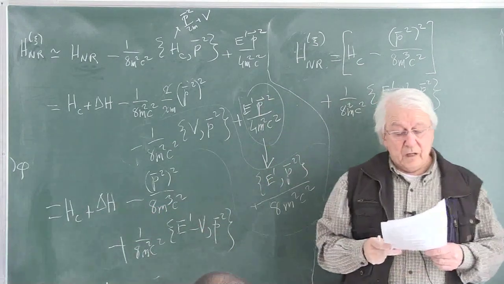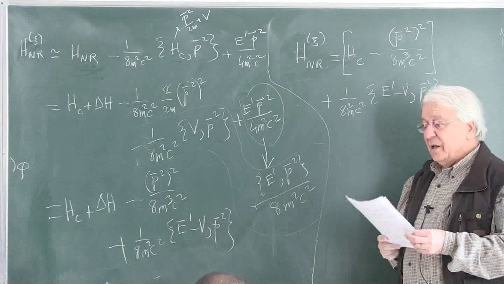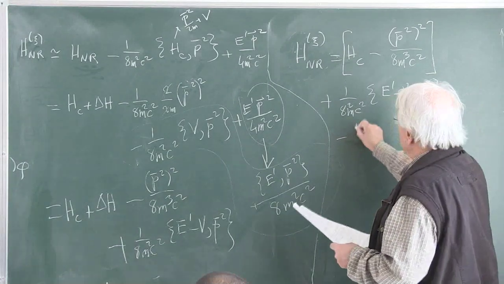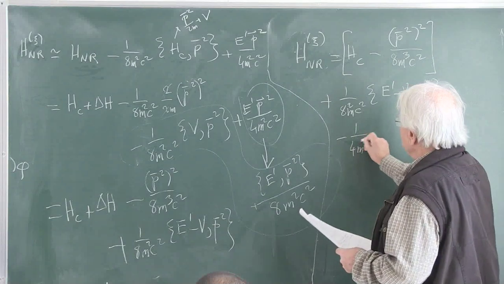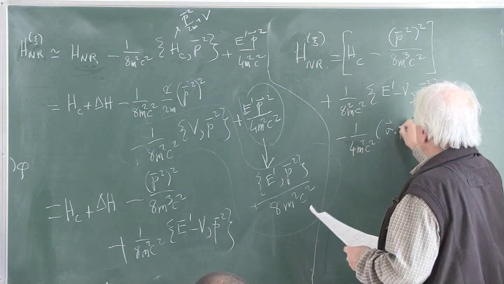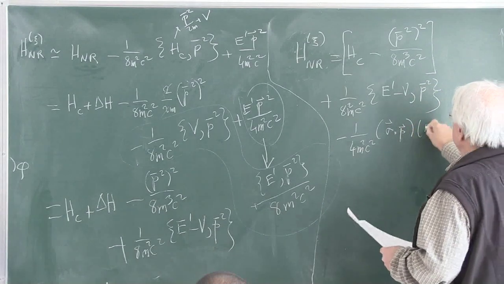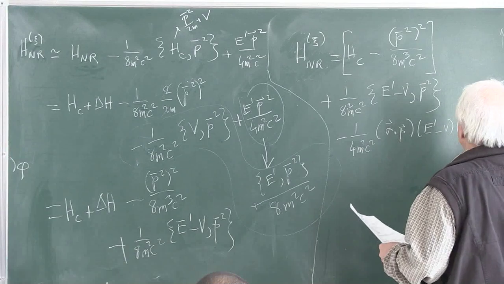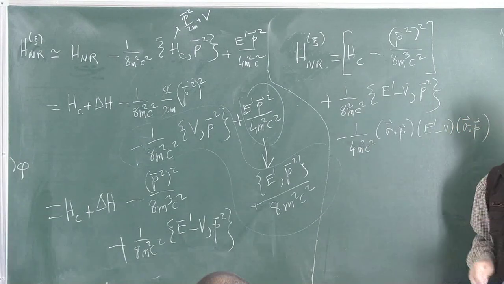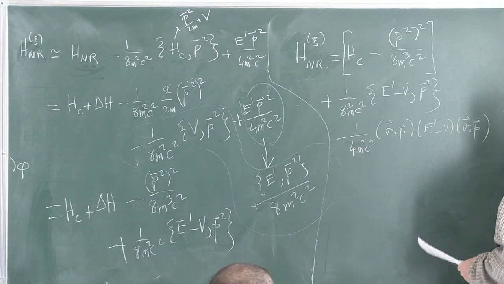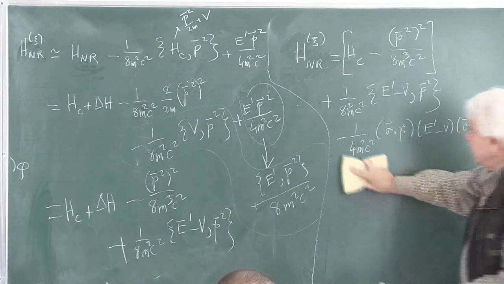Let me remind you what delta H was. Delta H was minus 1 over 4 m squared c squared, sigma dot p (E prime minus V) sigma dot p. Good. So we have everything now for the sigma equation.